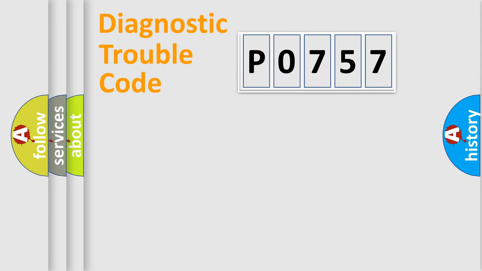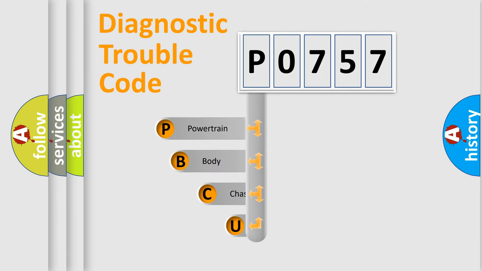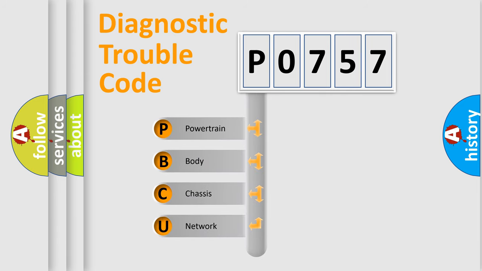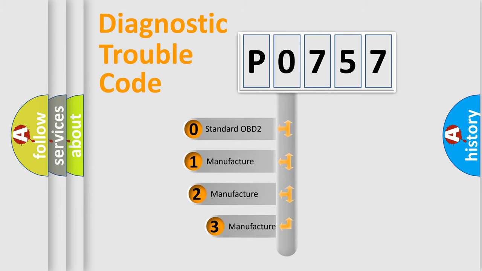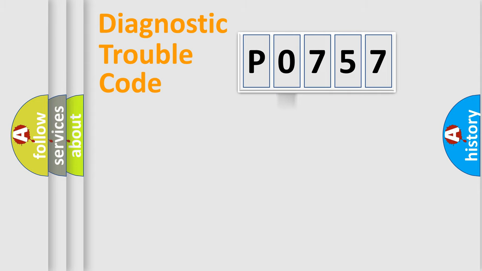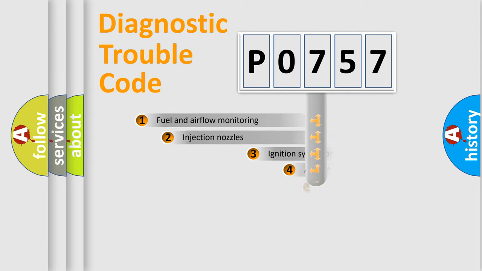Let's do this. First, let's look at the history of diagnostic fault code composition according to the OBD2 protocol, which is unified for all automakers since 2000. We divide the electric system of an automobile into four basic units: powertrain, body, chassis, network. This distribution is defined in the first character of the code. If the second character is zero, it is a standardized error. In the case of numbers 1, 2, 3, it is a manufacturer-specific error.